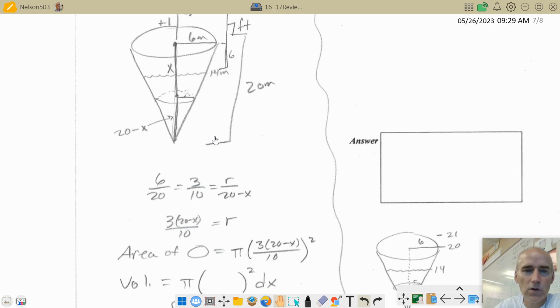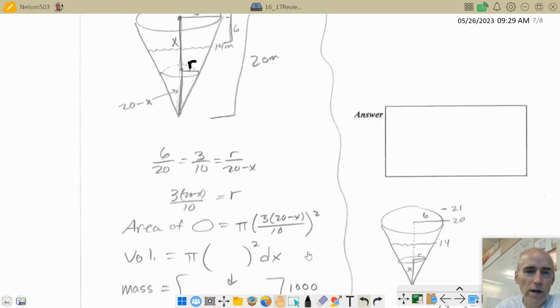I probably should have a little r right here. Okay, let me put that in there. And I need to get an equation for r in terms of x so that I could write this circle up. So that's what I did. It looks kind of complicated, my formula.